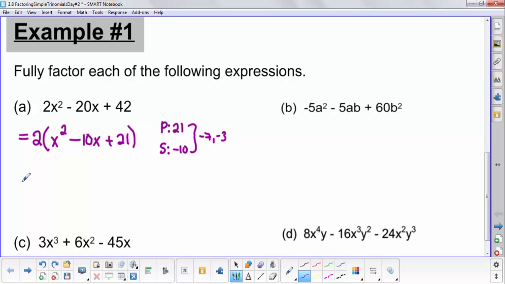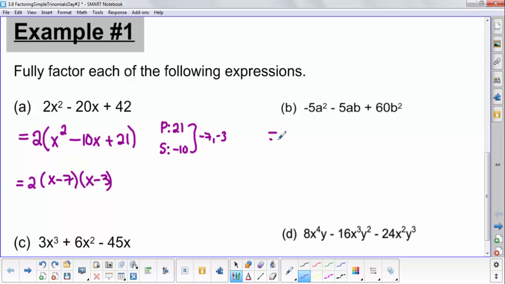As we talked about in yesterday's lesson, this 2, now that you've factored it out, just goes along for the ride. We just continue to write it. But if we focus on the trinomial, to factor it we would say x minus 7 and then x minus 3. And then we'd be fully factored.